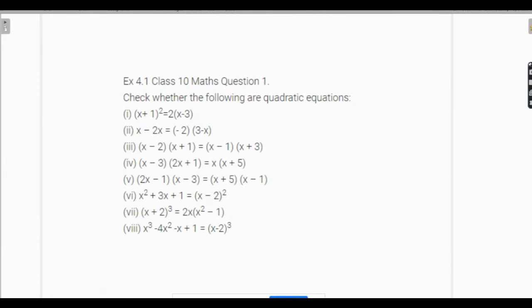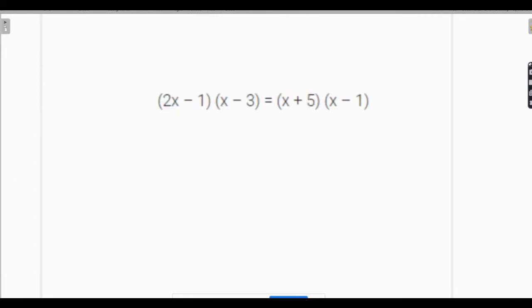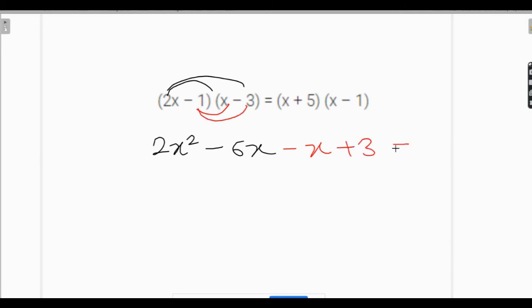Now let's look at very simple questions that have come in your 4.1 exercise. He's just asking you to check if the equation is quadratic or not. Okay, this is the first equation. Pretty simple. Always open the brackets and check quickly. The first term will be multiplied with both. So 2x into x is 2x square. 2x into minus 3 is minus 6x. Then minus sign, minus 1 into x is minus x. Minus minus becomes plus, so it will be plus 3 equal to.